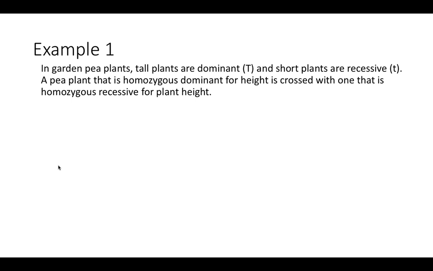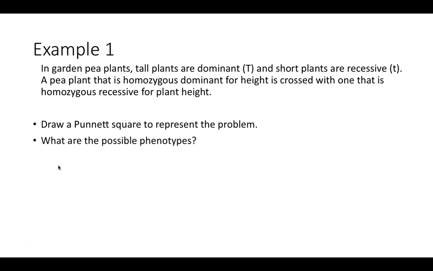Here are the steps that we're going to take to solve this problem. First, we will draw a Punnett square to represent the problem. I'll give you a second to write that down. Next, we're going to find out what are the possible phenotypes. Then we're going to list the parents, and we'll represent them with P1 and P2.